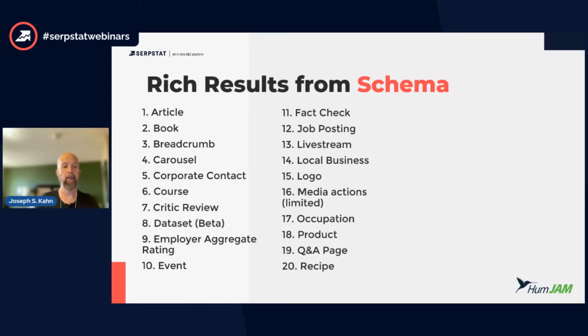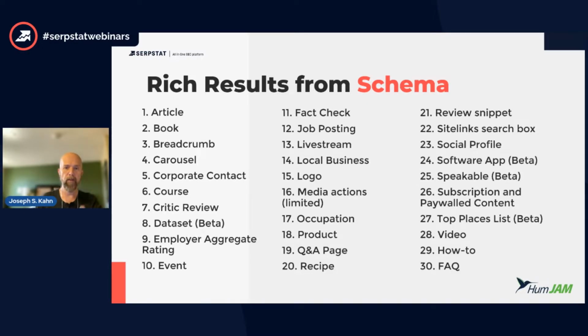These are kind of some of the main ones that we go for: article, breadcrumb. I'm always using, if I have a course, you use the course, event, fact checks. You see product, use product, Q&A page is a great one. Review snippets, you got your social profile snippets. These are rich results from schema.